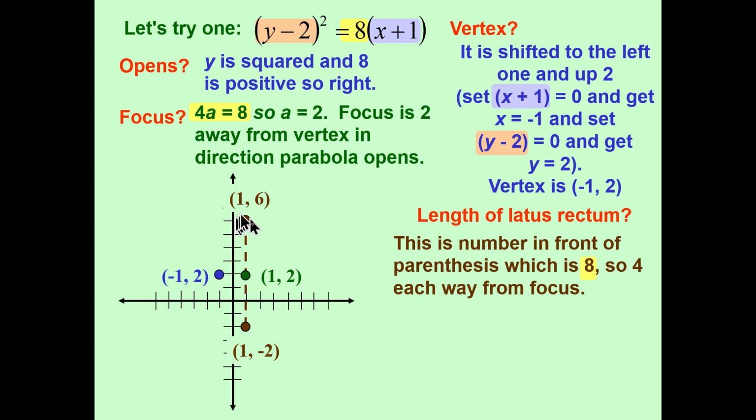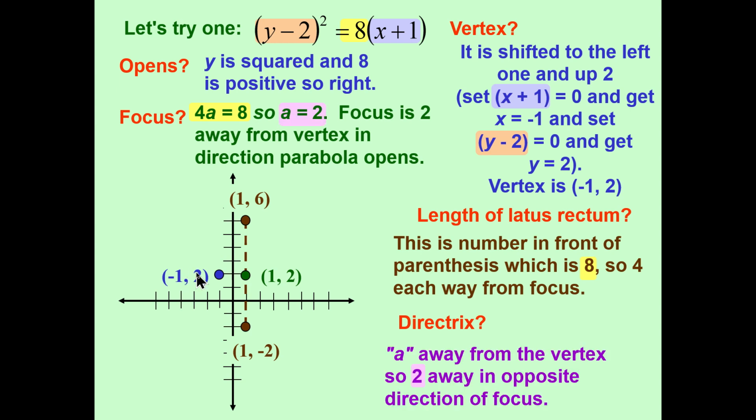So you have points on the parabola and you have a vertex. You can do a rough sketch of the parabola from here. The directrix is going to be in the opposite direction of the focus, the same distance. A is 2, so it'll be over here somewhere. And there it is. There's your directrix. And there's a little sketch of the parabola.